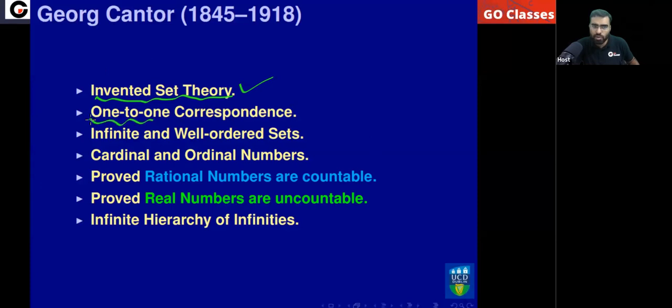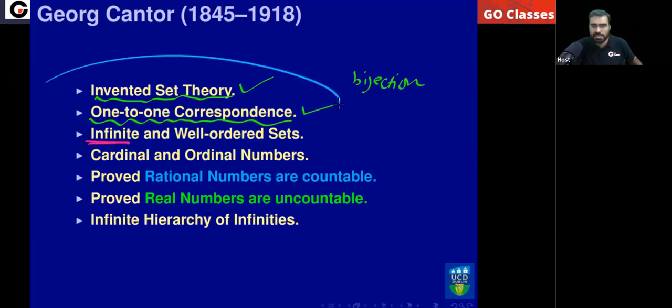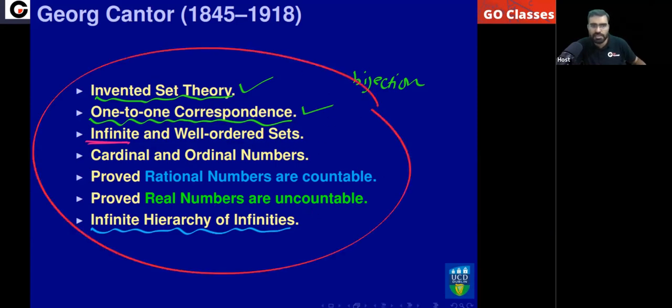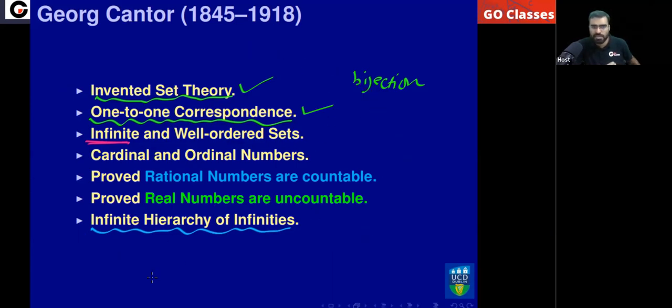He invented this concept of bijection. Okay, the concept of bijection, what is one-to-one correspondence. He understood infinity. He gave many brilliant results, and also he gave the infinite hierarchy of infinities. This we will see, don't worry. All these things we will see, don't worry. Okay, so this is what he did.